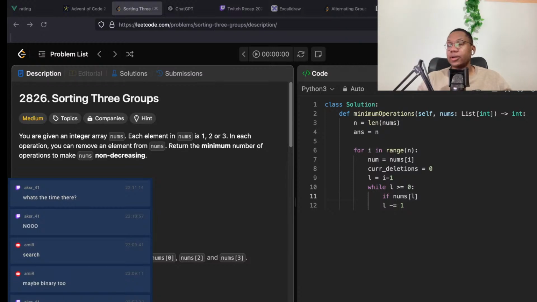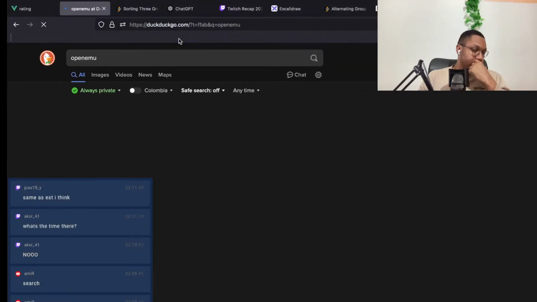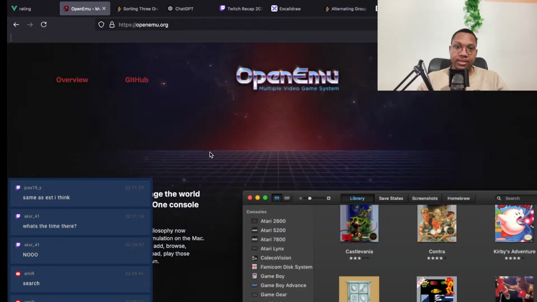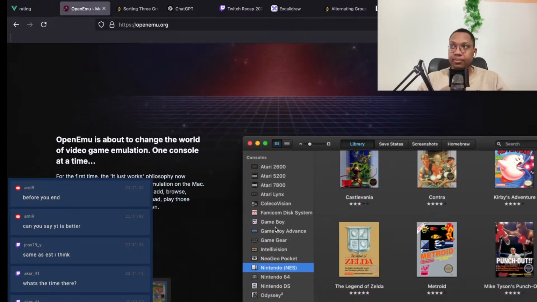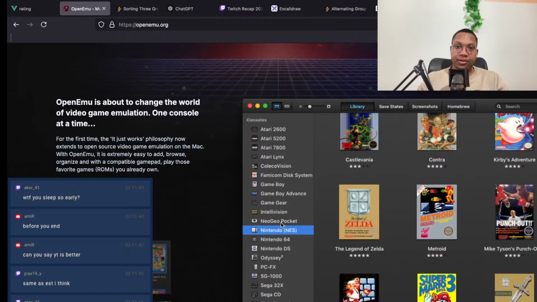I've been playing Zelda Ocarina of Time. It's been pretty fun. I got an emulator. There's a thing called Open Emu, and you can play any Nintendo game, Game Boy game. So I've just been playing Zelda Ocarina of Time.